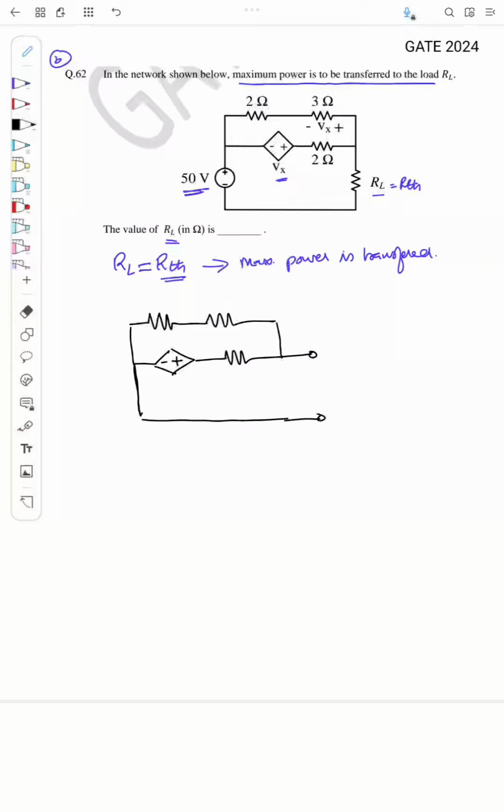This is the node where RL is connected. This is 2 ohm, this is 3 ohm, this is 2 ohm, and this is Vx, and Vx is actually the voltage across this 3 ohm. So how to find the RTH? RTH is the resistance seen from here.